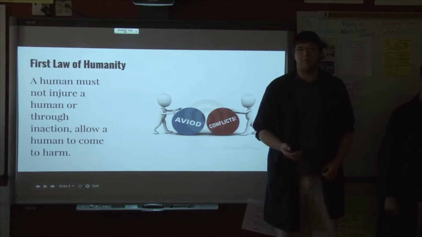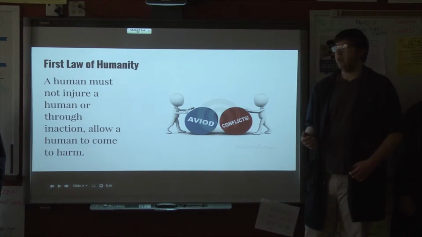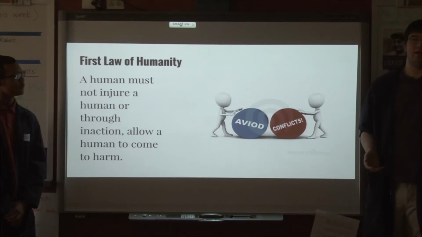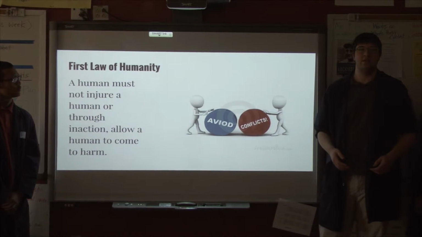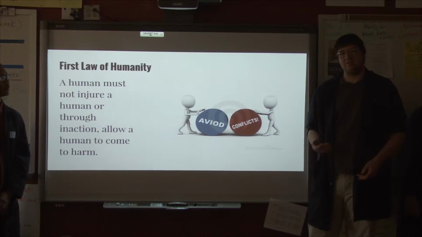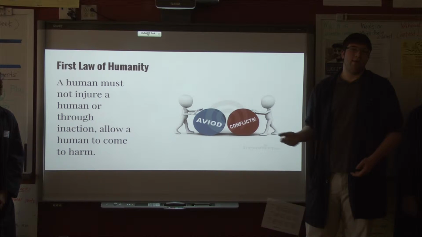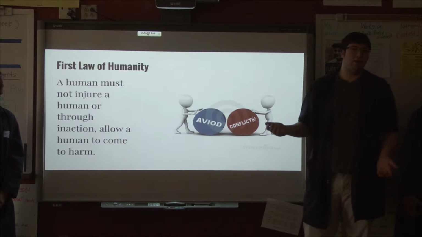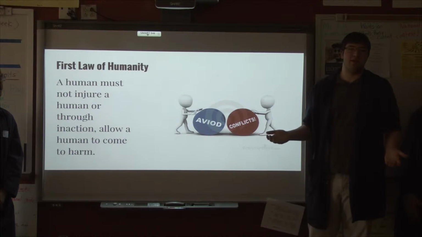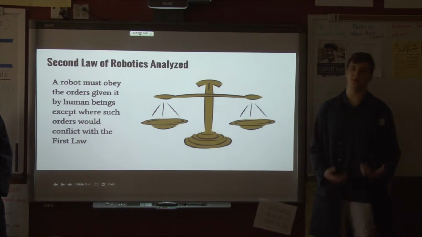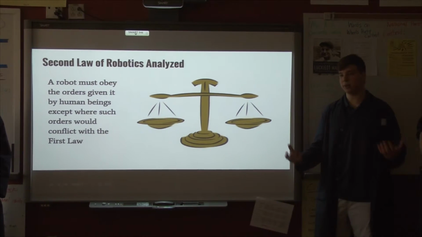So the first law of humanity would be a very simple change: a human must not injure another human or, through inaction, cause another human to come to harm. Things like violence and certain crimes would become non-existent, because harm also covers things like financial harm and emotional harm. It would also help, maybe they'd make better counselors, and definitely better bankers and the like.